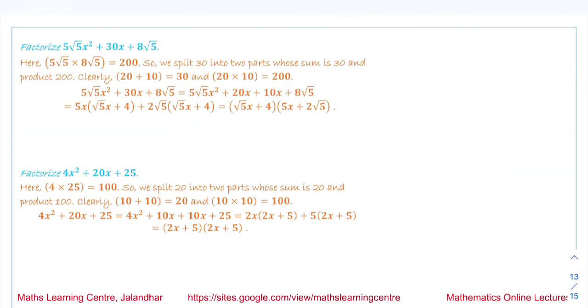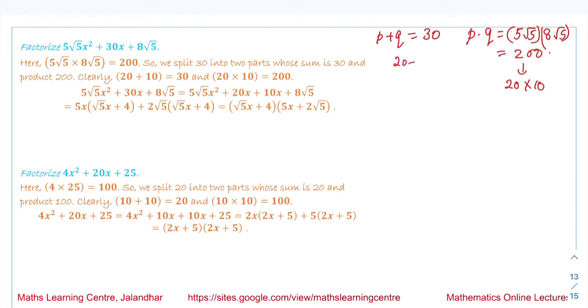Similarly, in the next question, it is 5 root 5x square plus 30x plus 8 root 5. So p plus q should be 30 and p into q should be 5 root 5 into 8 root 5, and the value of this is 200. Which numbers will serve here? 20 into 10 is 200 and 20 plus 10 is 30. So we write it as 5 root 5x square plus 20x plus 10x plus 8 root 5.